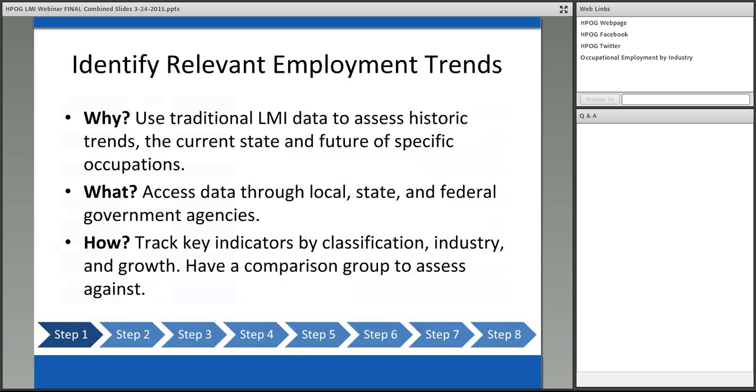So step 1 involves looking at what many people call traditional labor market information to understand the trends of employment for occupations of interest. This involves going to many different state, local, and federal government agencies that track this sort of information and being able to look at key indicators of employment, including the number of people who are employed based on their occupations, what industries they work in, and their growth rates. And with all this work, it's very important to have a comparison group to assess these numbers against. Being able to look at growth rates on their own isn't very valuable unless you have a rate to compare it against.